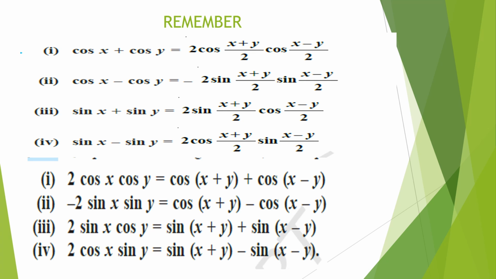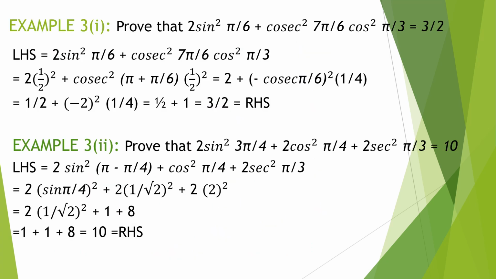Generally, these formulas are remembered as: C plus C is equal to 2CC, and C minus C is equal to minus 2SS. S plus S is 2SC, and S minus S is 2CS. So please remember this set of formulas. Now we will be solving the examples based on these formulae.